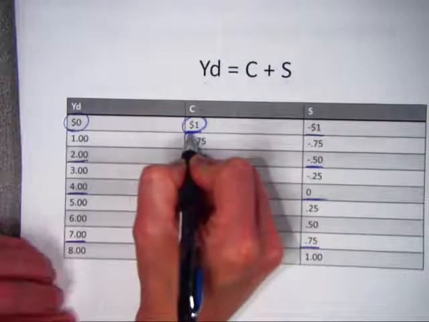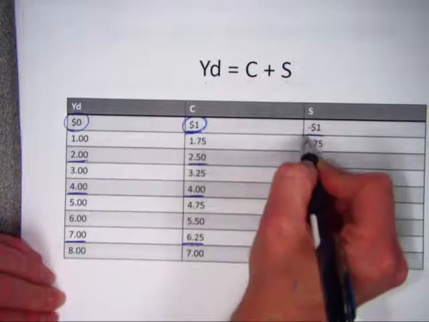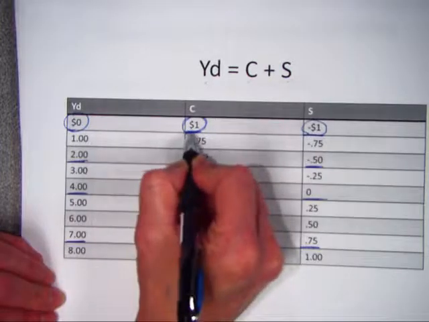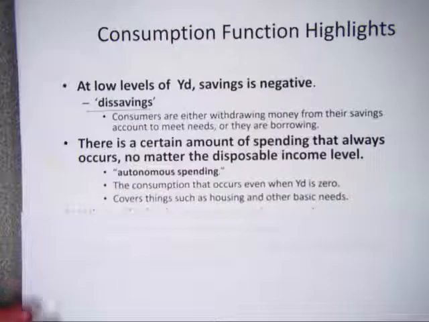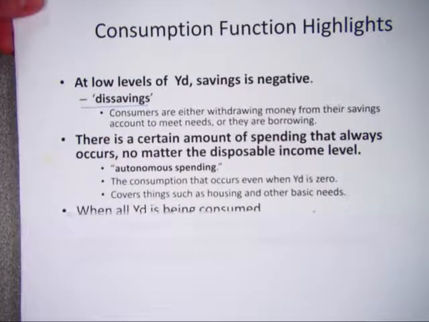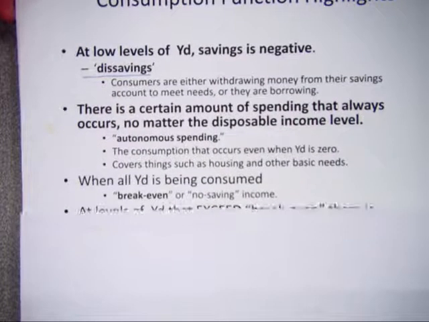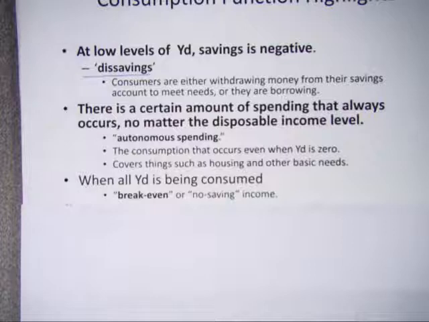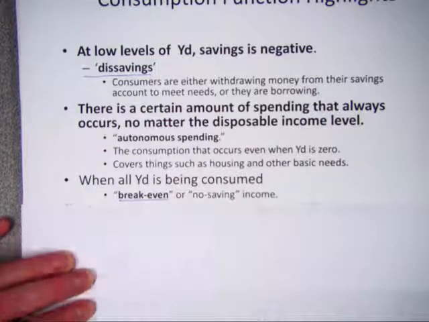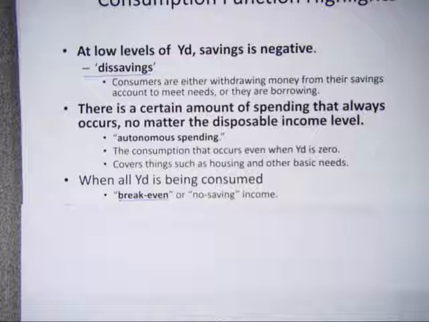How are we going to satisfy these consumption needs? We're either going to withdraw it from savings or borrow it. Again, this is what we refer to as autonomous spending or autonomous consumption. When all disposable income is being consumed, we have that break-even or no saving income. Break-even is the most common term to describe that situation when YD is equal to C and there is no savings. Again, that is our break-even.